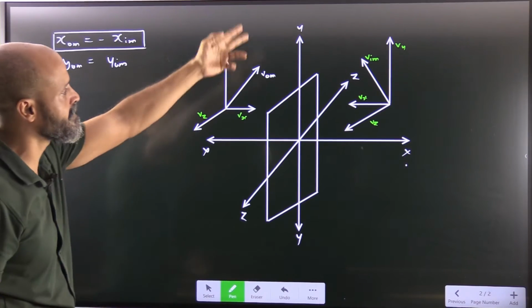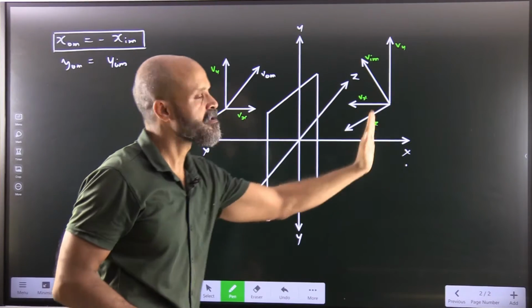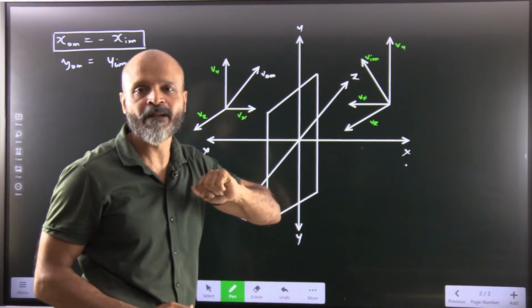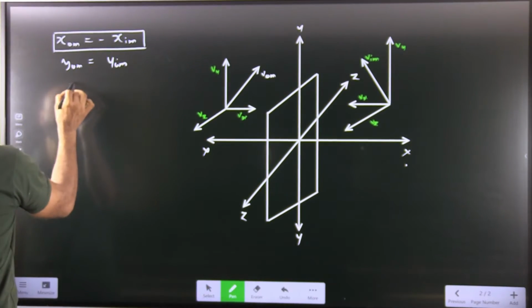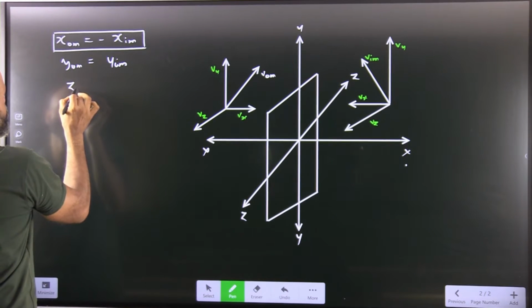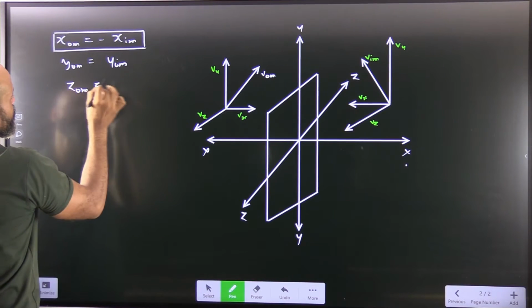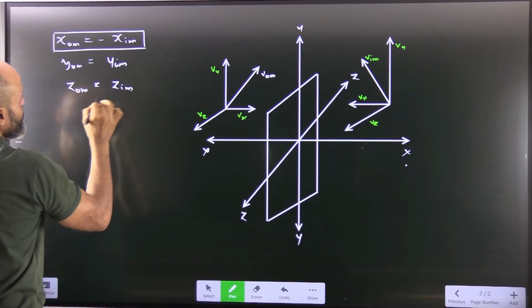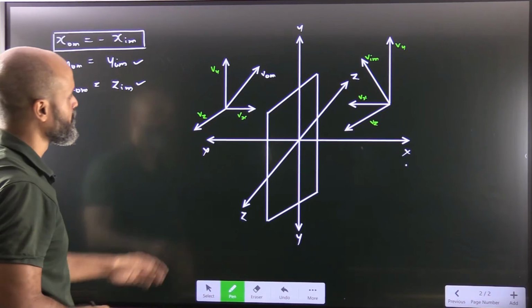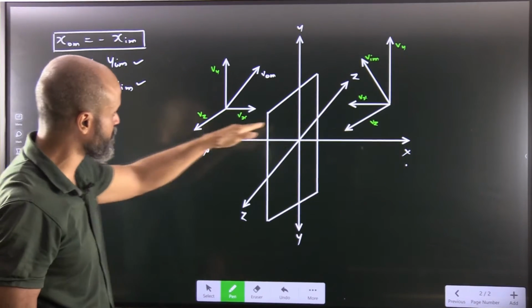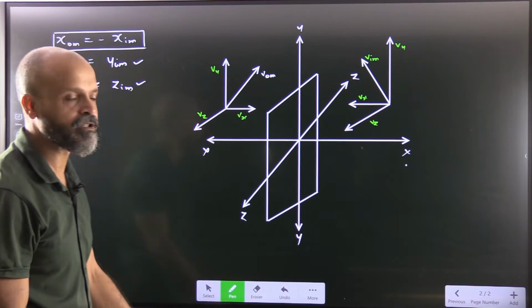But along the y-axis, if it is moving along this, it will run parallelly and it will be equal in magnitude as well. Along the z-axis, if the object is moving along the z-axis, this will also be the same. So these two are going to be the same. If I talk about this velocity, obviously it will be moving along the same.